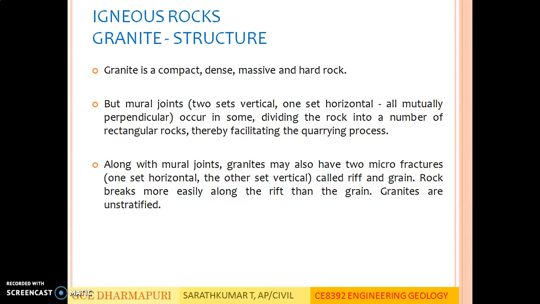Along with mural joints, granites may also have two microfractures, one set horizontal and the other set vertical, called rift and grain. Rocks break more easily along the rift than the grain. Granites are unstratified.